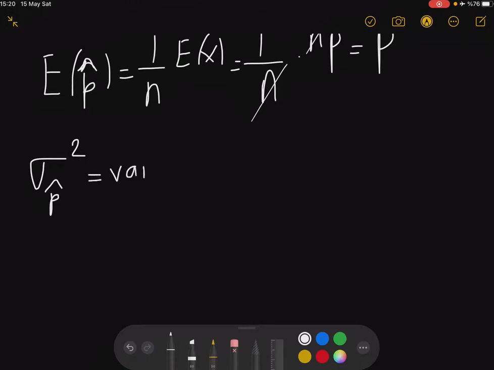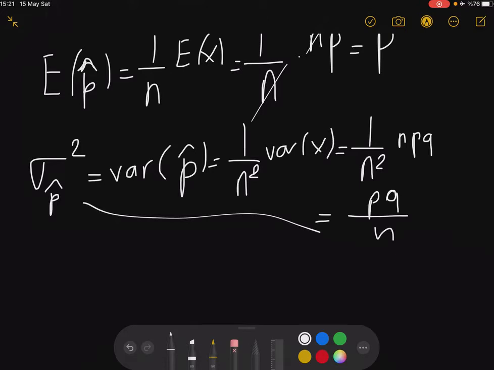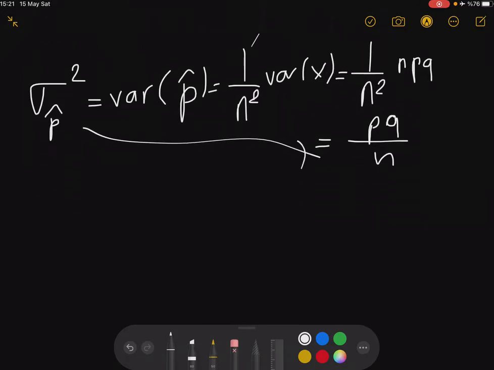The variance of this estimator should be 1 over n squared times the variance of x, so it should be 1 over n squared. The original one was npq, right? So that should be pq over n, your estimated variance here, and the square root of this value should be your standard error. All right, so you can put the error bounds here.